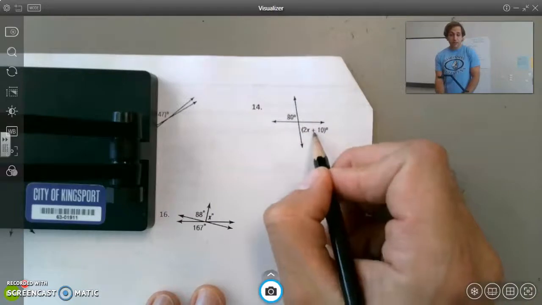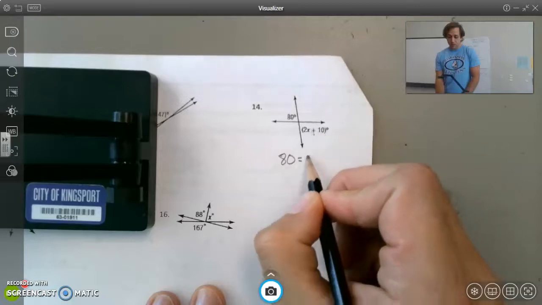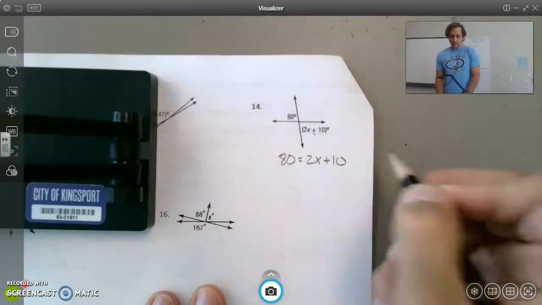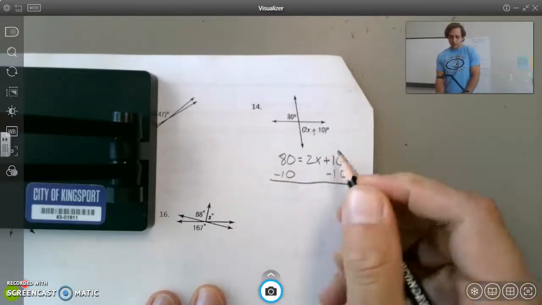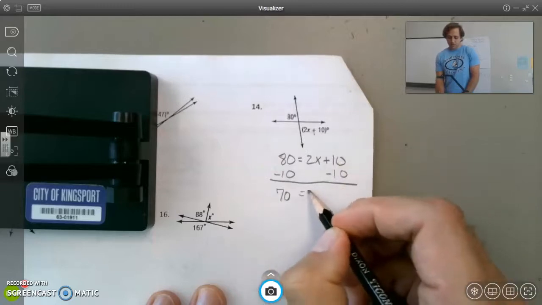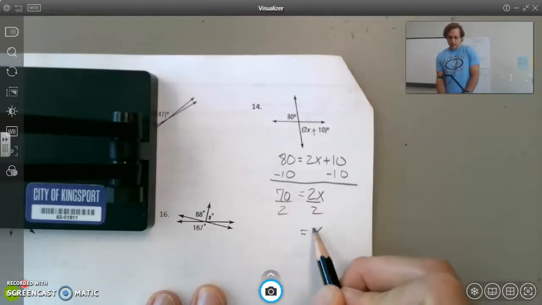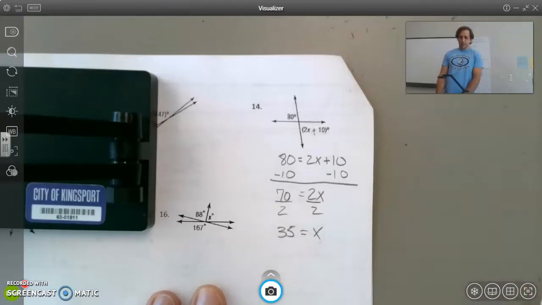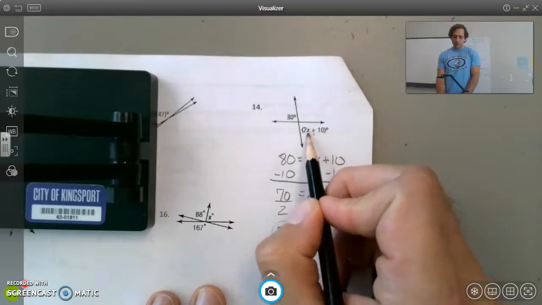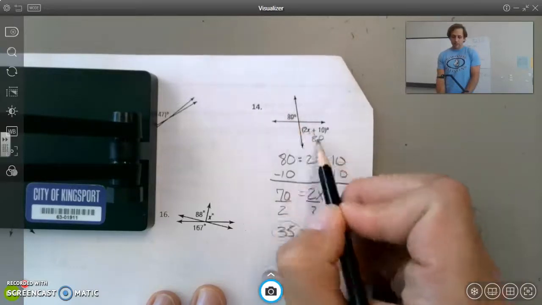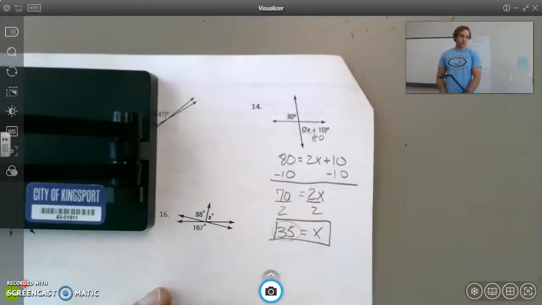So I can create an equation here. This equation would be 80 is equal to this angle measure of 2x plus 10. Now I can subtract 10 from both sides of my new equation. And I would realize that when I divide by 2, x is equal to 35. Let's see if it works. What if I take 35 and plug it in for x? That'd be 2 times 35 is 70 plus 10, that's 80. Those are equivalent angle measures. x would have a value of 35 if I was solving for x.